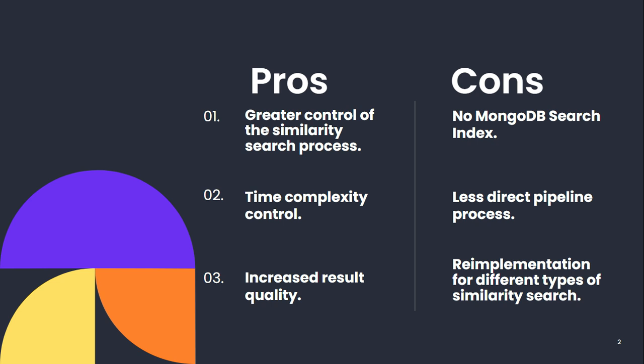Cons of manual implementation. 1. Without the vector search, there is no MongoDB search indexing, which is something to consider. 2. There's a less direct pipeline process. MongoDB offers a direct pipeline process, while manual implementation is just a series of functions. Lastly, and most consequently, re-implementation is necessary in manual implementation for different types of similarity searches. Conversely, only one line in the vector search declaration needs to be modified to change the similarity search in MongoDB.